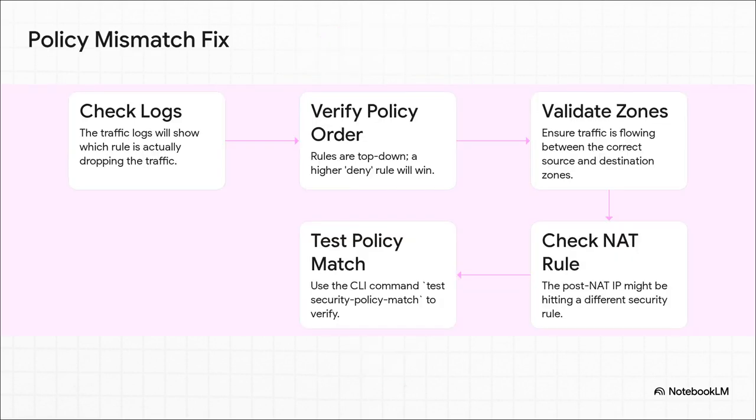Your first move is always to check the traffic logs. The logs don't lie. They will tell you exactly which rule is being hit or exactly why traffic is getting dropped. From there, it's just a systematic process. Check your policy order. Remember, rules are read top-down, so a deny rule that's sitting above your allow rule is always going to win. Make sure your zones are right, and then you're going to use this lifesaver of a CLI command, test security policy match. You just feed it the source, destination, and protocol, and it tells you exactly which rule it would match. And of course, don't forget the golden rule, is NAT messing things up?